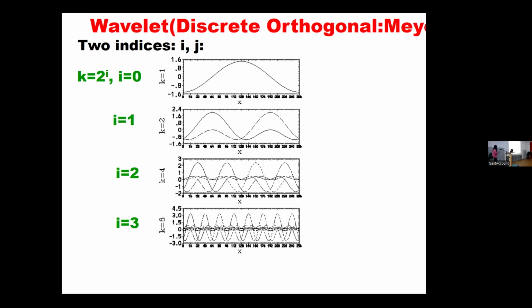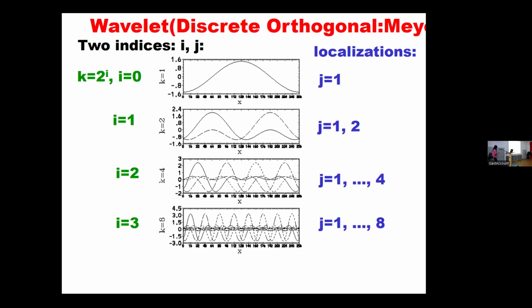The first index is in the direction of space scale, where wave number increases by a factor of two. The first one is wave number 1, then you get wave number 2, and 4, and 8, and so on. Corresponding to a given wave number, with wave number 2, you get 2 localizations. Wave number 4, you get 4 localizations. And with 8, and so on and so on. And imagine, important point, this is a complete set.